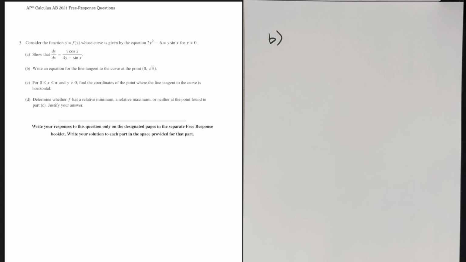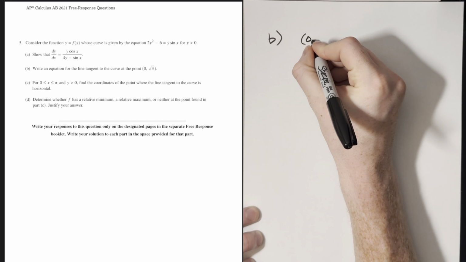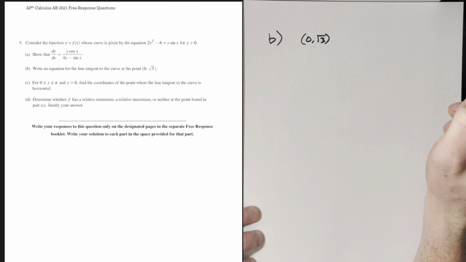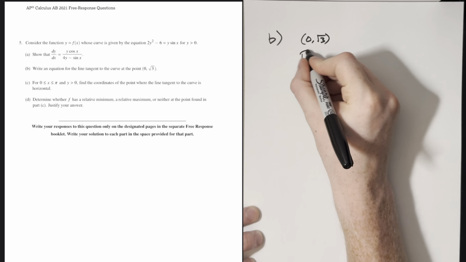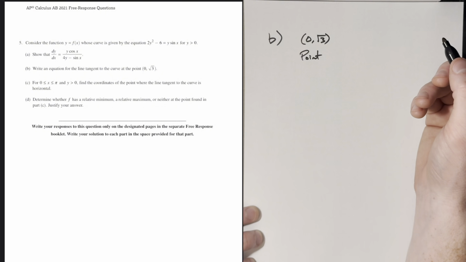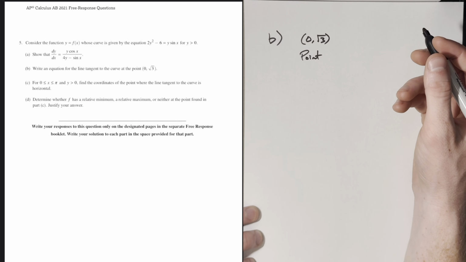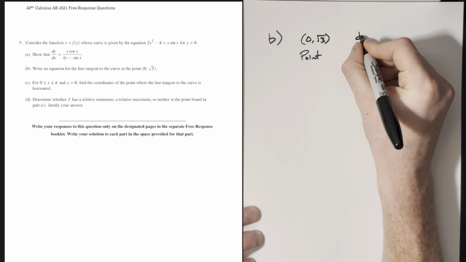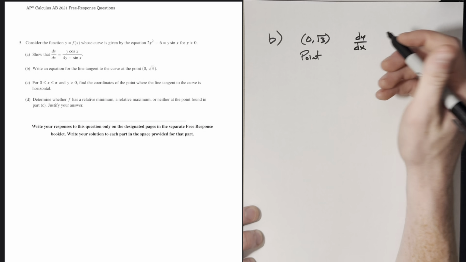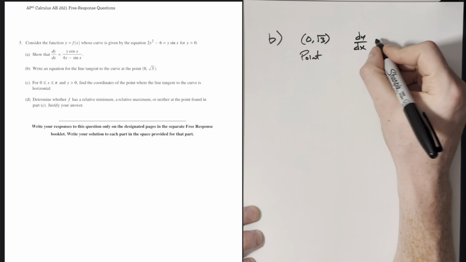Let's look at part B now, though. I'm expecting it'll get a little tougher, right? Let's try it out. It says write an equation for the line tangent to the curve at the point 0, comma root 3. Now there are two things that we need for a tangent line, right? I need my point, but I also need my slope, right? And my slope can be represented by this differential, dy/dx. That is the slope of the tangent line at a point on the curve.